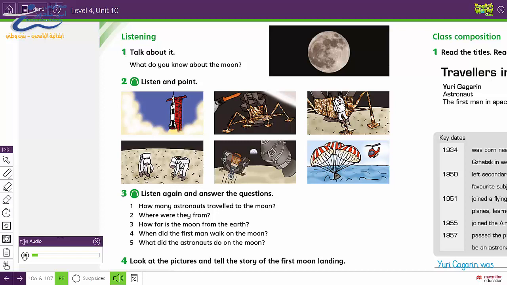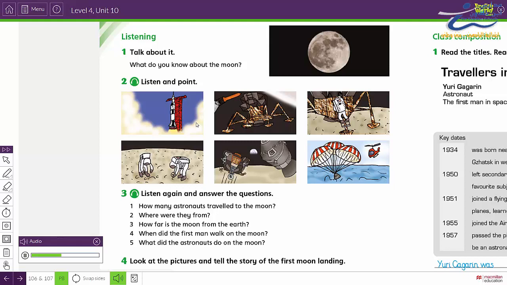6, 5, 4, 3, 2, 1. Lift off. The huge rocket took off and went up into the sky. 3 American astronauts were on board, and they were very excited. They were flying to the moon. The moon was 400,000 kilometers away, and the journey took 3 days.